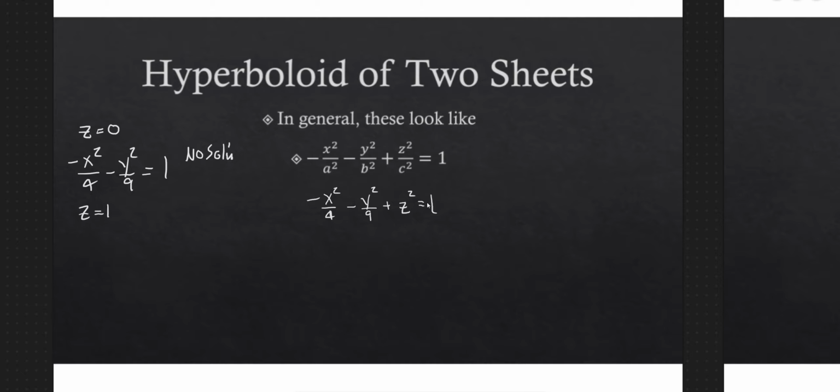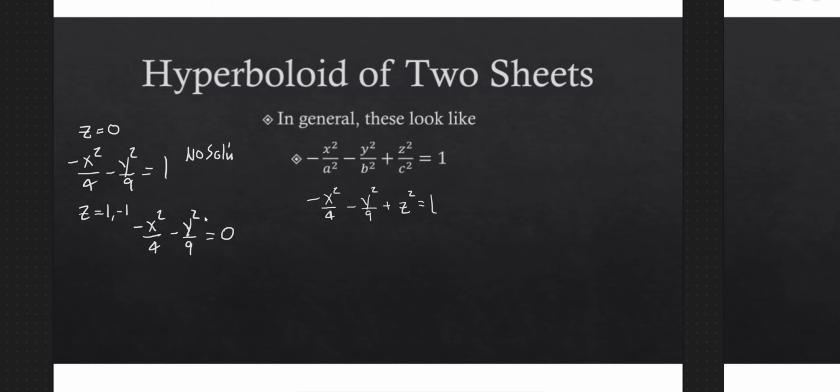Let's move up. How about z equal to 1? If z is equal to 1, remember we have the symmetry here in the z. 1 or negative 1 will generate the same thing, so I'll just consider both of them. I get negative x squared over 4 minus y squared over 9 plus 1 equal to 1. So I'm going to take that plus 1 and subtract it the other side. I get this is equal to 0.